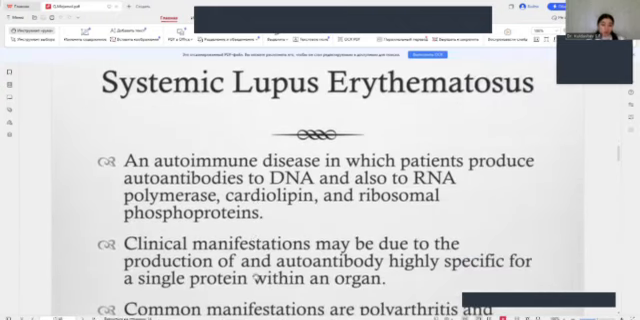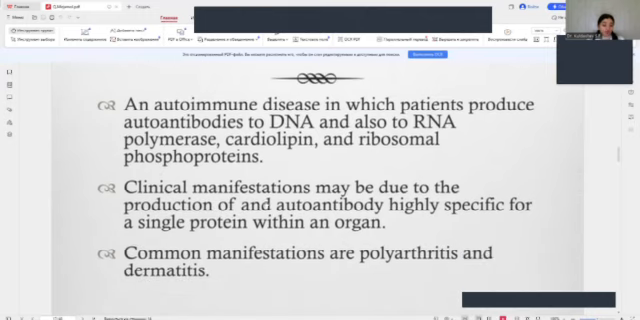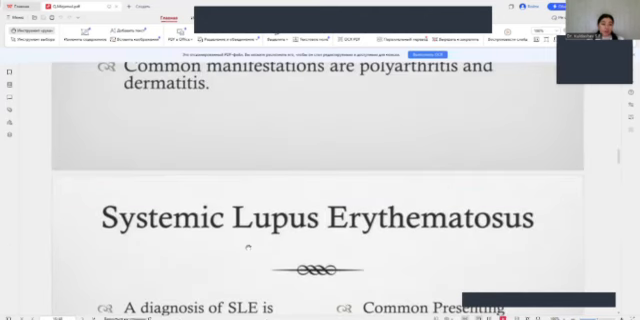So, systemic lupus erythematosus, an autoimmune disease in which patients produce antibodies to DNA and also to RNA polymerase, cardiolipin, and ribosomal phosphoproteins. Clinical manifestations may be due to the production of an autoantibody highly specific for a single protein within an organ. Common manifestations are polyarthritis and dermatitis.